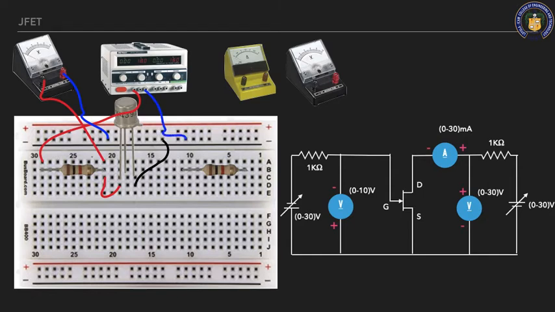Now moving on to the drain to source connection. The positive supply is connected to the resistor, the other end of the resistor is connected to the positive of the ammeter, the negative of the ammeter will be connected to the drain, and the negative supply is grounded. Now the voltmeter, positive of the voltmeter is connected to one end of the resistor while the negative is grounded. So this is regarding your breadboard connection.